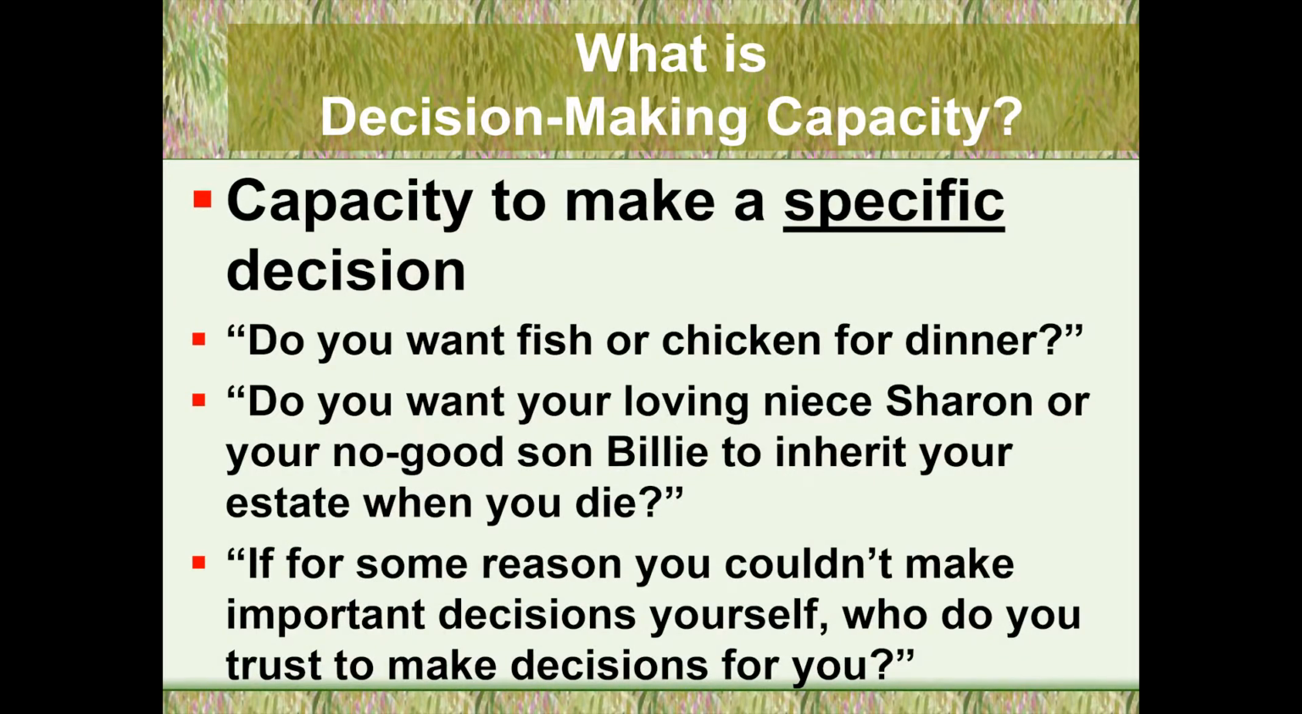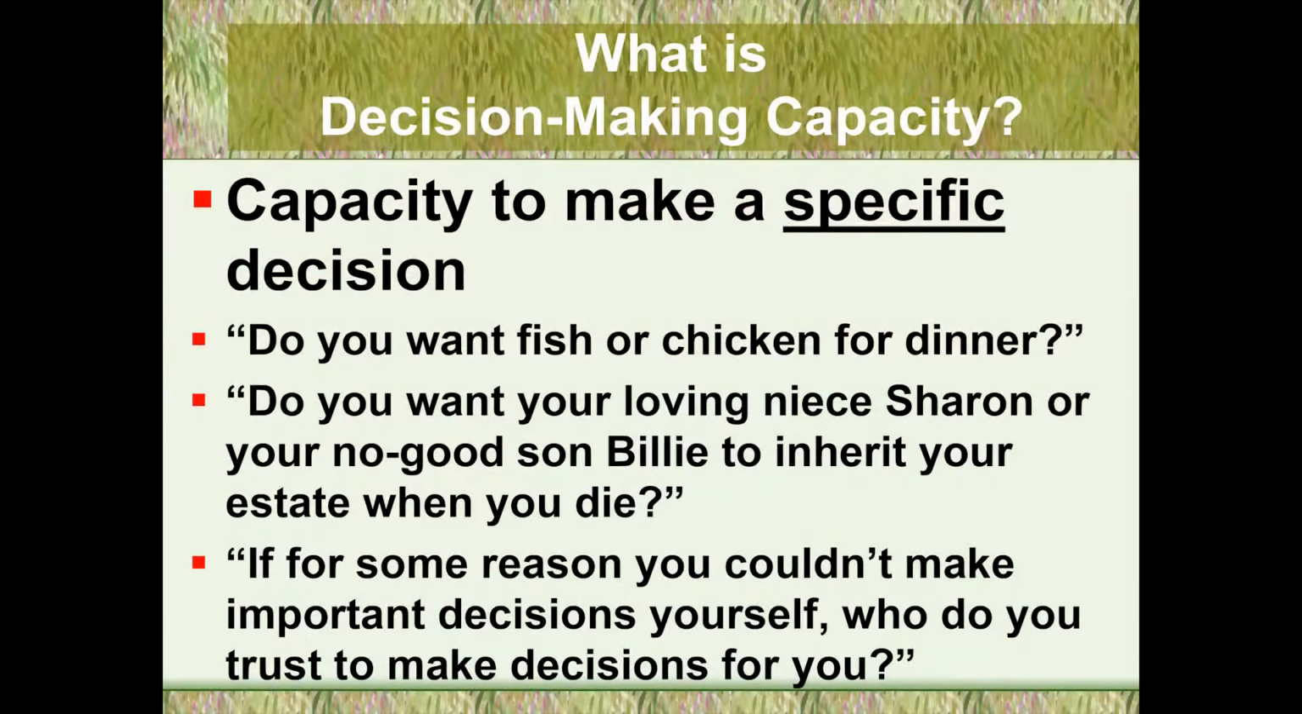Do you want your loving niece Sharon or your no-good son Billy to inherit your estate when you die? What that shows is it depends on how you ask the question. Because people who are a little bit uncomfortable, a little bit insecure, feel a little bit out of their element, especially if they're sitting in a doctor's office or a lawyer's office, can be led down a pathway depending on if you're a good questioner and you know how to ask questions. The key question I ask, particularly when it relates to power of attorney: if for some reason you couldn't make important decisions yourself, who do you trust to make decisions for you? And even somebody who doesn't know what day it is, doesn't know where they are, if they say, "Oh, I want my son Billy to do that," to me that could be intact capacity to name a power of attorney. So decision-making capacity is specific to the decision.